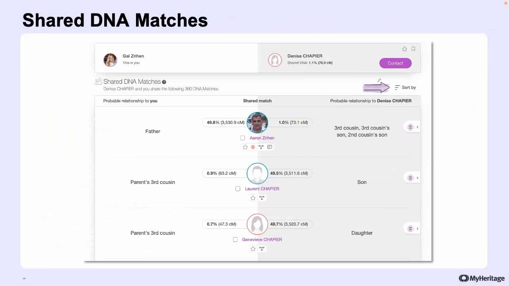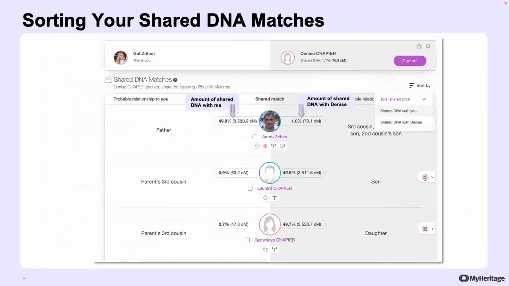Now, I want you to see this button here on top of the shared DNA matches, Sort by. This allows you to sort the shared DNA matches. In that case, me and Denise, we have 360 shared DNA matches. Okay, that's a lot. Now, I need to focus my research on something. By default, when you look at the shared DNA matches list of each DNA match, they are sorted by the total shared DNA. What's in purple here is basically to help understand how to look at shared DNA matches.